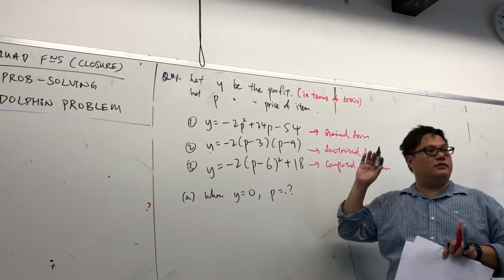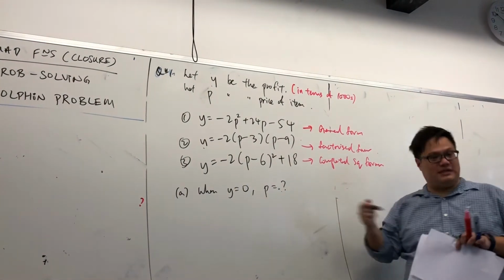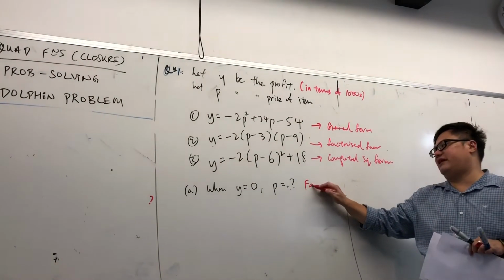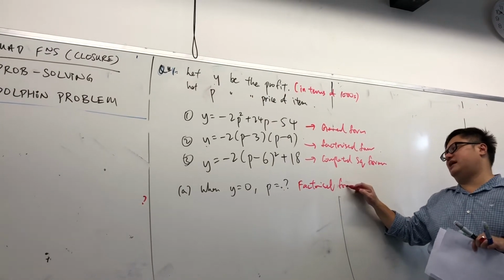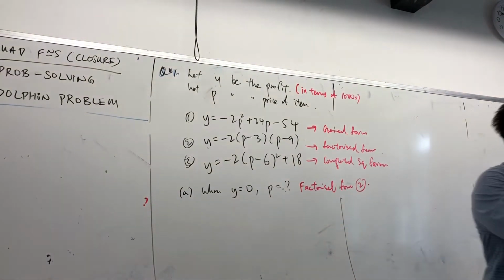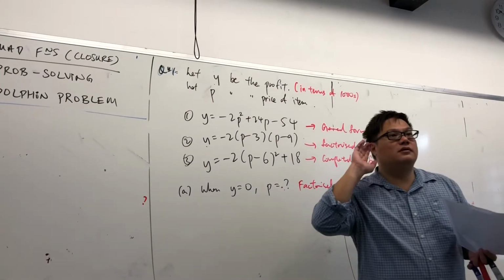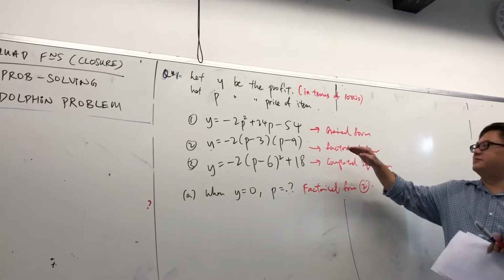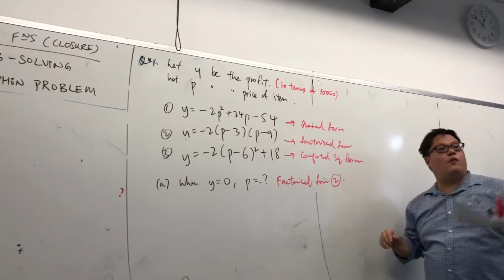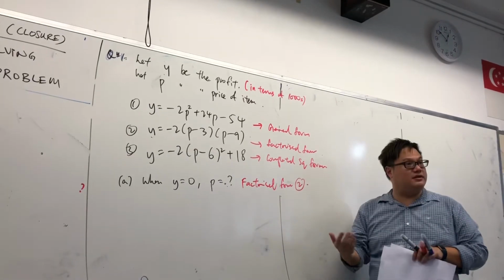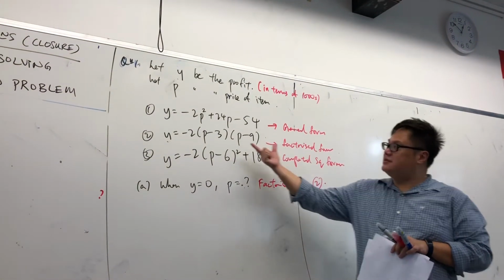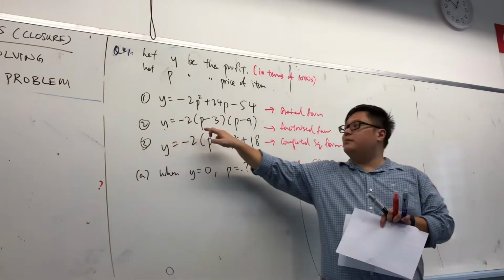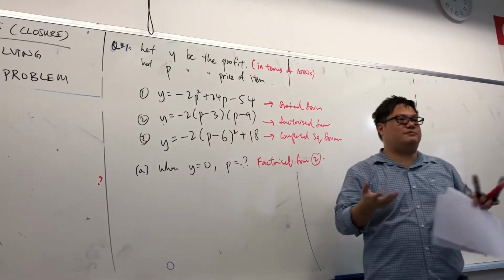The second? Which form is the best? The factorized form, thank you. The factorized form, right? Which is number 2, right? Why do you say that? She said factorized form. Okay, why do you say that, Arlene? Why did your friend say factorized form? Do you agree with her? Because once y equals 0, to find p, must you expand out and solve? Must you expand? Formula method? No.